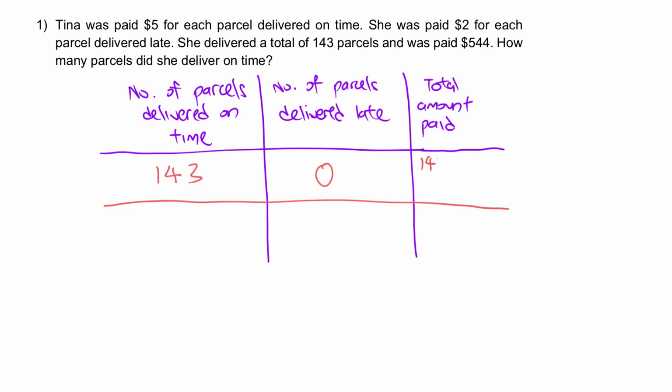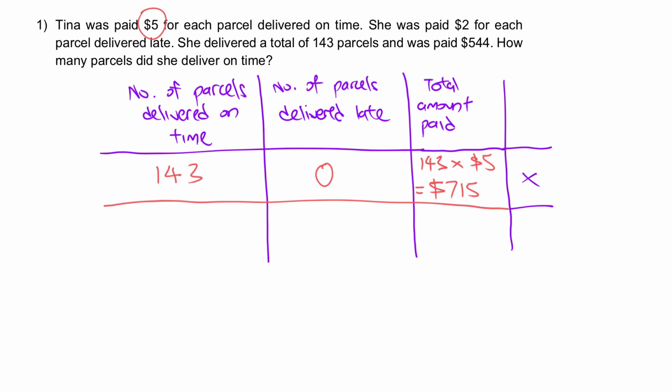And for this case, how much money would Tina be paid? We will just take 143 multiply by $5. For each successful parcel delivered on time, it will be $5. So we're going to multiply it by 5. And she would have earned $715. Which, in this case, we know that it is wrong, because we need to achieve $544.